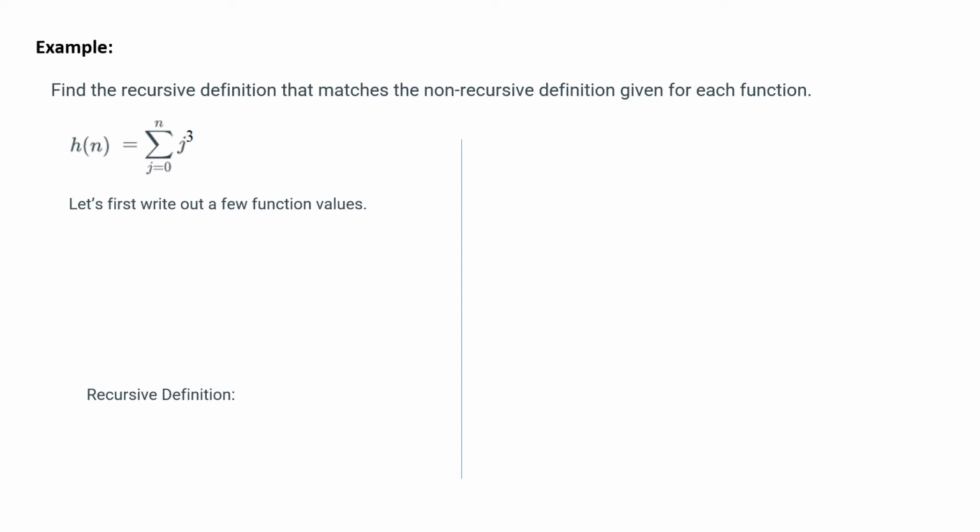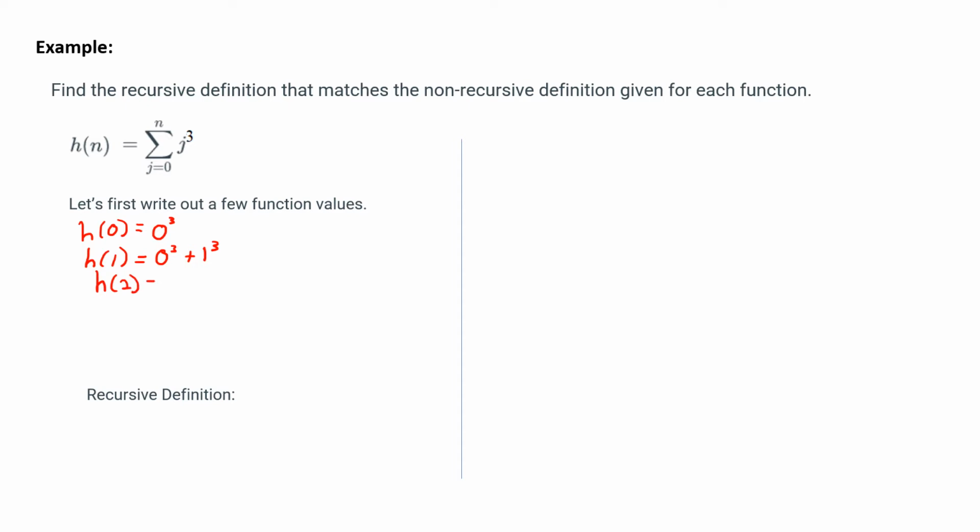So first of all, let's look at h of 0. What would that look like? Well, that's j going from 0 up to n, and it's 0 to the third. So we just have one term, and it's 0 to the third. Okay, let's look at h of 1. It's going to start at 0, 0 to the third plus 1 to the third.